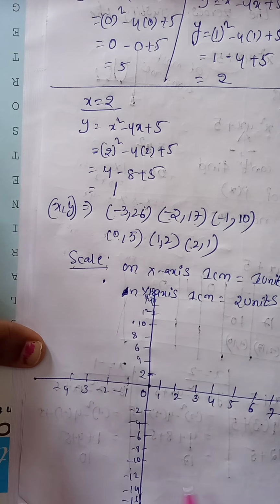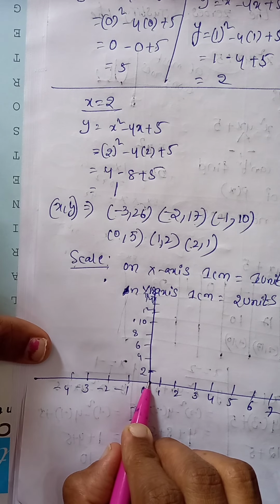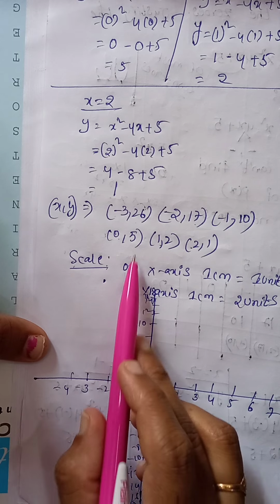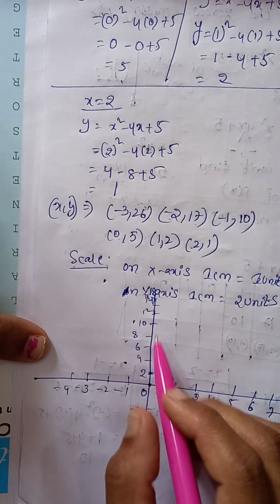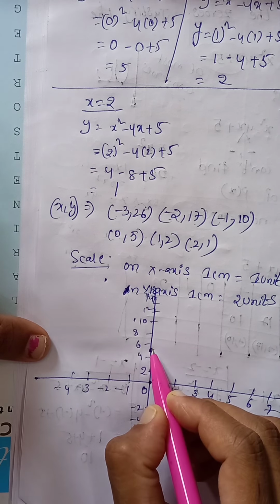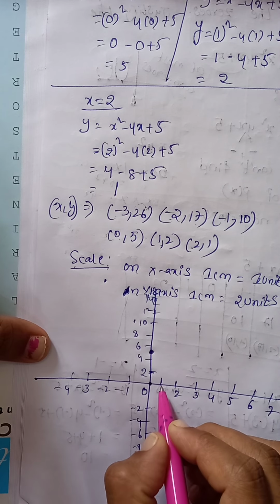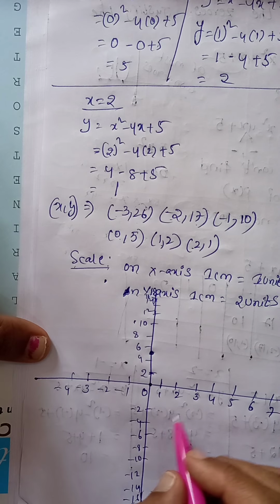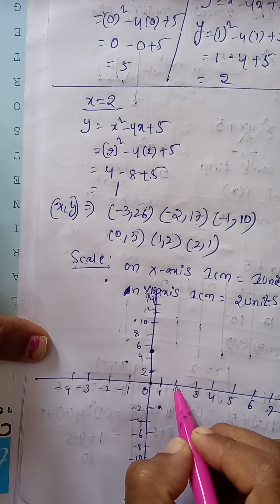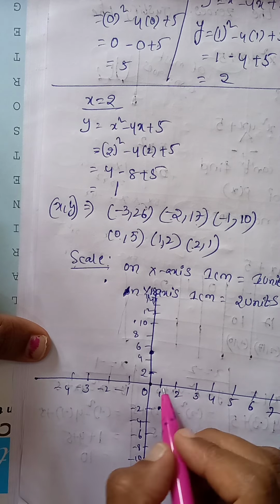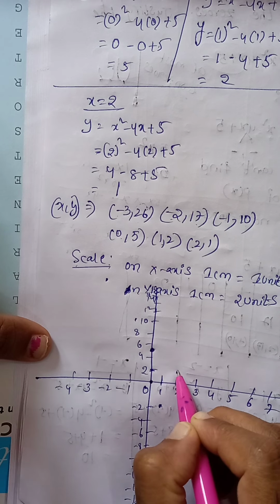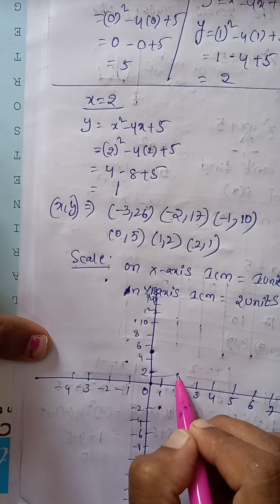Okay. Next 0 comma 5. On x axis it is 0 and on y axis it is 5. It is here. 5 is on the y axis, so it is between 4 and 6 here. Okay, next is 1 comma 2. On x axis it is 1, the y value is 2, here. 1 and 2, it is here. Next 2 comma 1. On x axis it is 2 and on y axis it is 1. 1 is between 0 and 2 here. 2 comma 1, okay.